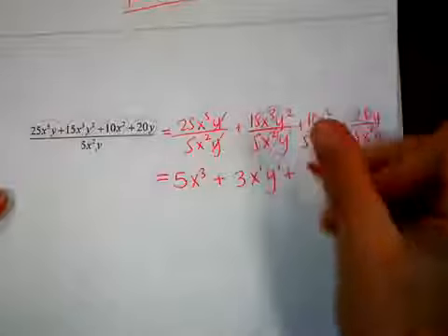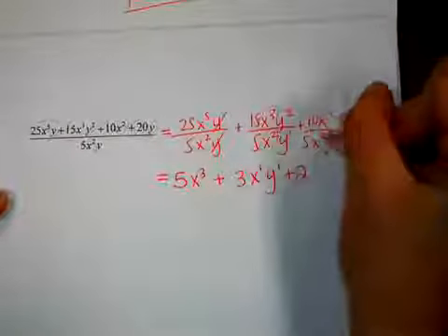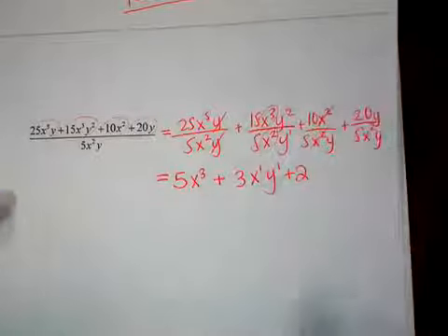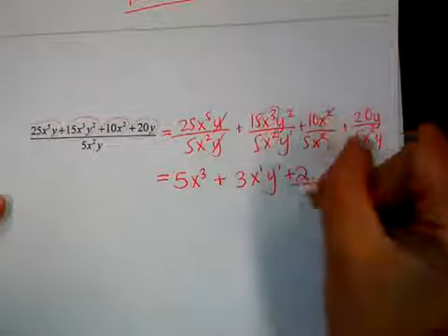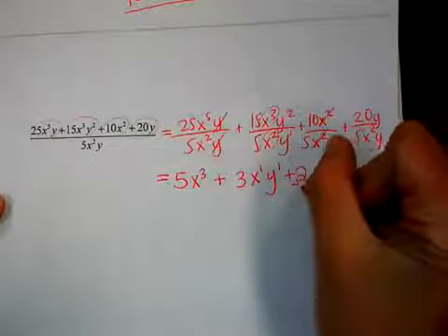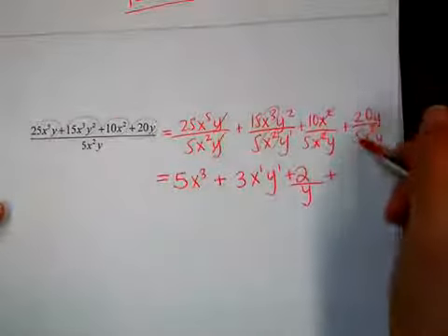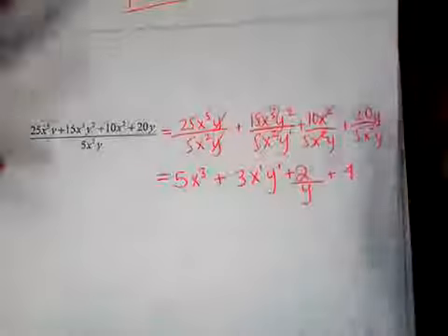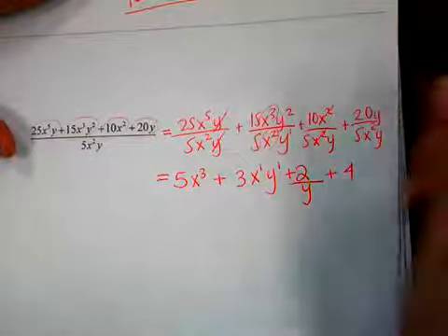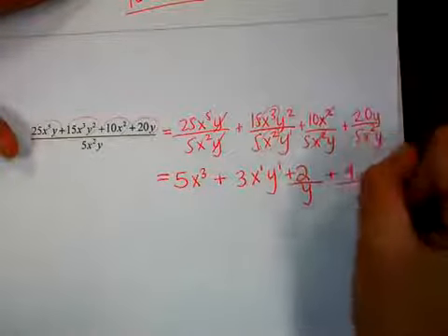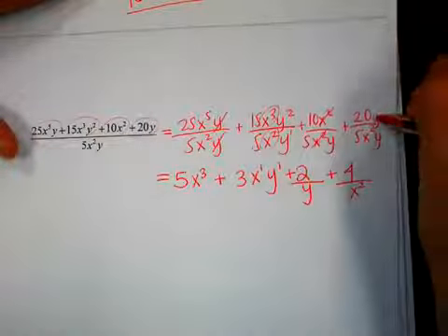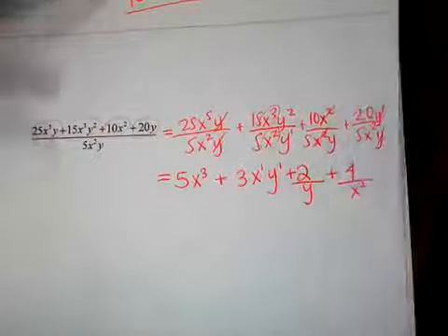10 divided by 5 is 2. X squared divided by x squared is 1. My x squareds are gone. I have a y in my denominator. And I have 20 divided by 5, which is 4. No x's on the numerator, so they're going to stay in the denominator. And y divided by y, that will cancel.